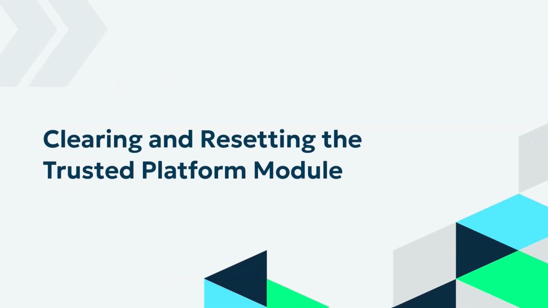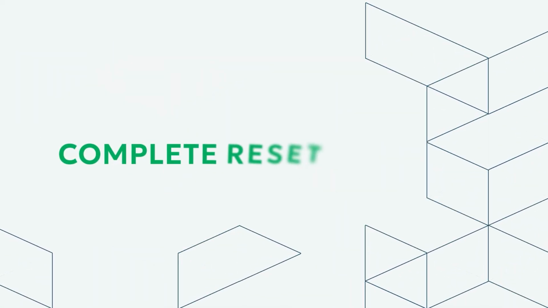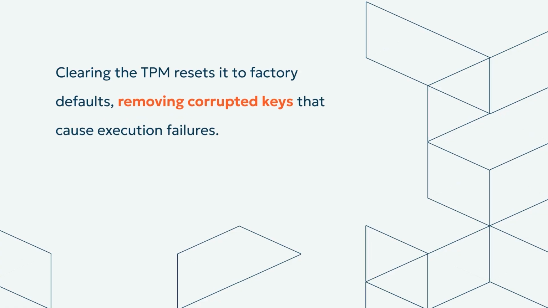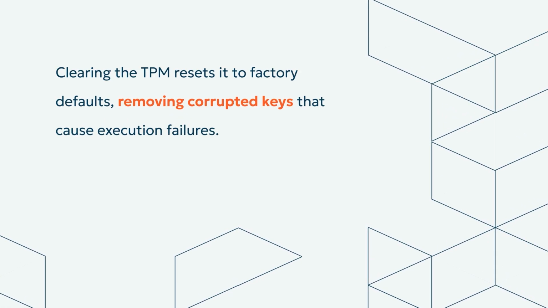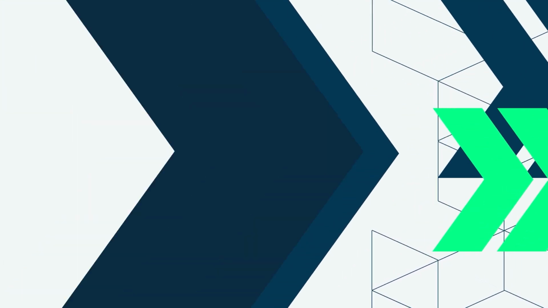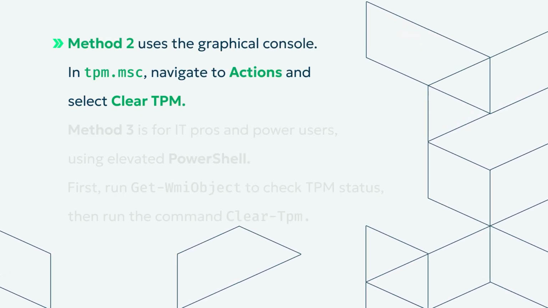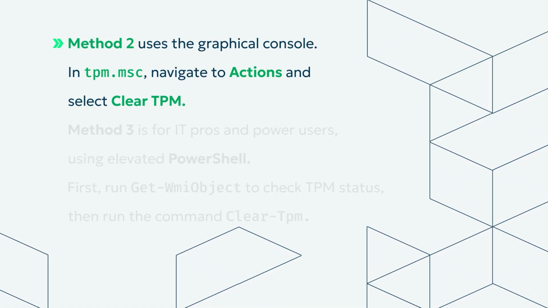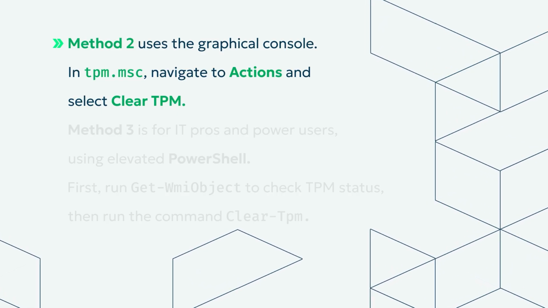Clearing and resetting the Trusted Platform Module. Our next step is a complete reset. Clearing the TPM resets it to factory defaults, removing corrupted keys that cause execution failures. You have two options for clearing. Method 2 uses the graphical console. In TPM.MSC, navigate to Actions and select Clear TPM.